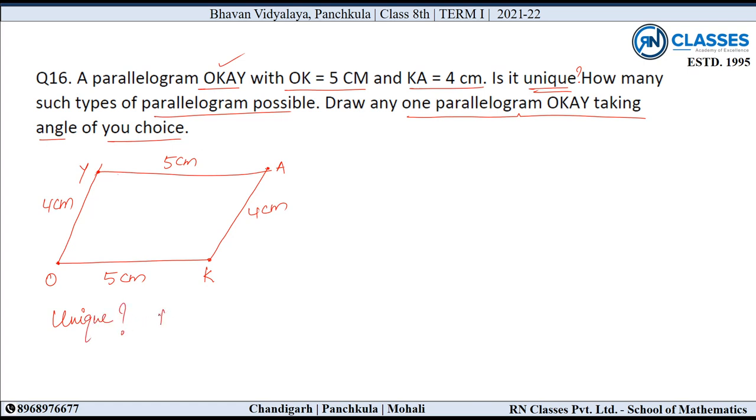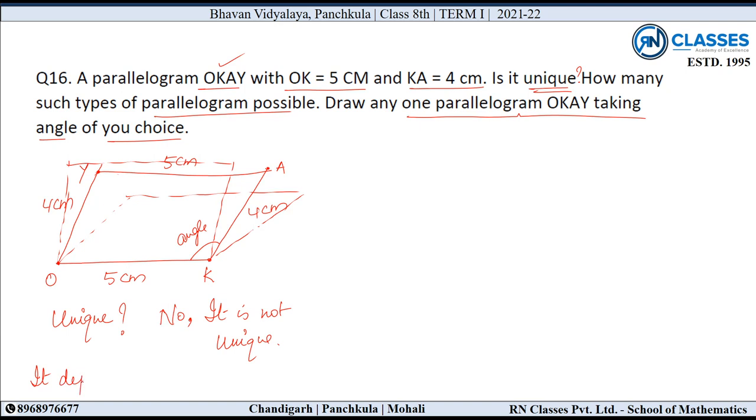Is it unique? No. It is not unique. Why is it not unique? It depends upon this angle. If I increase the angle a little more, it would go along like this, right? If I reduce the angle a little, straighter, it will go along like this. So, it depends upon the angle. It depends upon the angle.